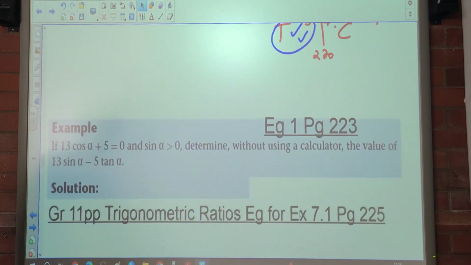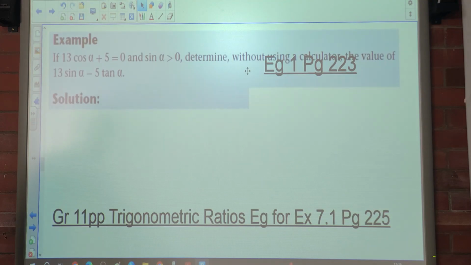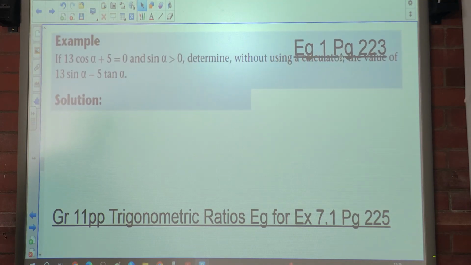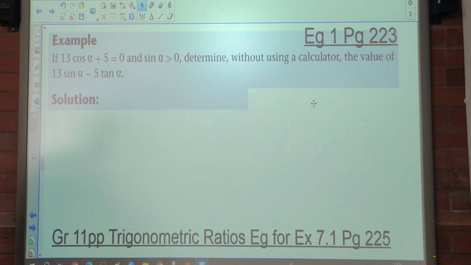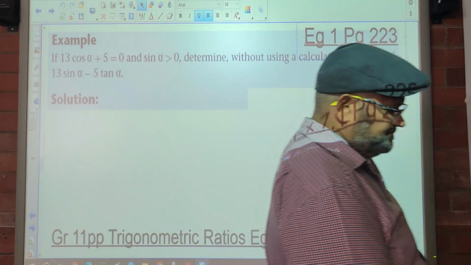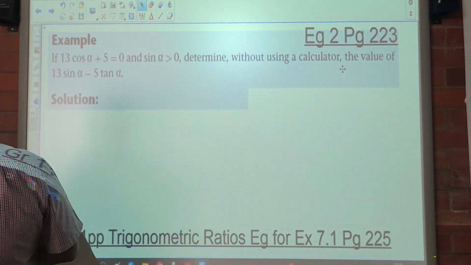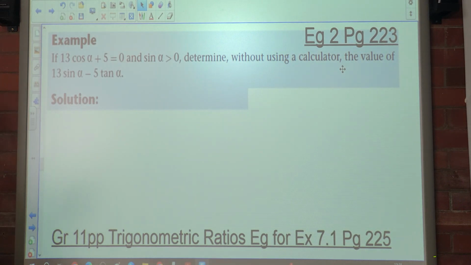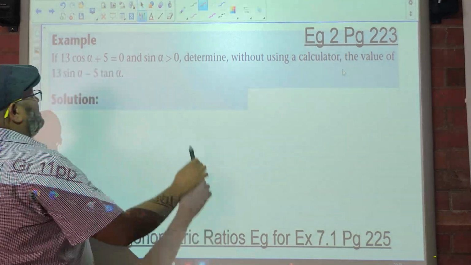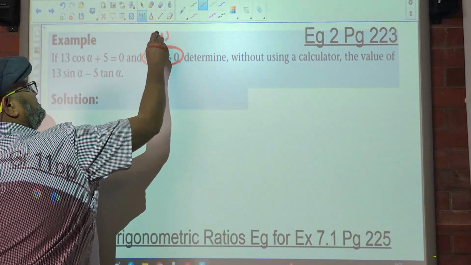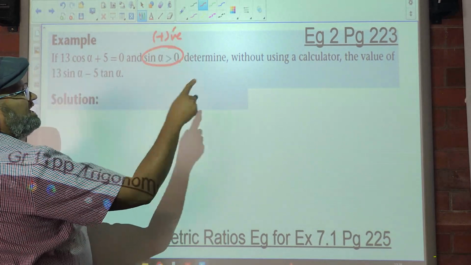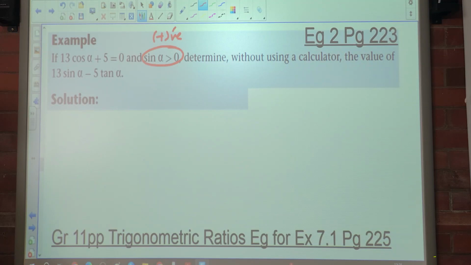Let's look at example 2, the second example. Also on page 223. Here we are told if 13 cos alpha plus 5 is equal to 0, and sine of theta is greater than 0. What does greater than 0 mean? Positive. Determine, without the use of a calculator, and normally it says with the aid of a sketch, the value of 13 sine alpha minus 5 tan alpha.